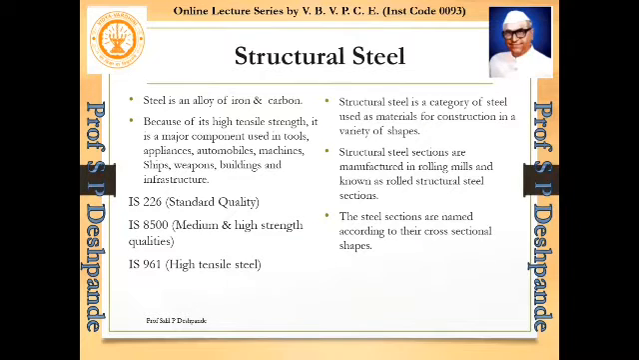Now what we are going to study is a structural steel. So when I say structural steel, it is basically a category of steel used as material for construction of mainly buildings, infrastructure, ship, and so on. Okay, and it is used in various shapes. So structural steel sections are manufactured in the rolling mills, and they are called as the rolled steel sections. So what we are going to use are the rolled steel sections. The steel sections are named according to their cross-sectional shapes.